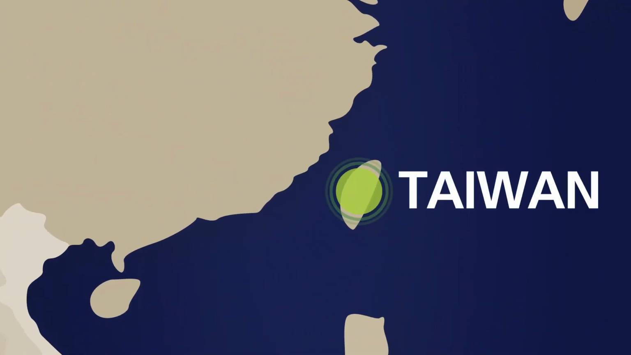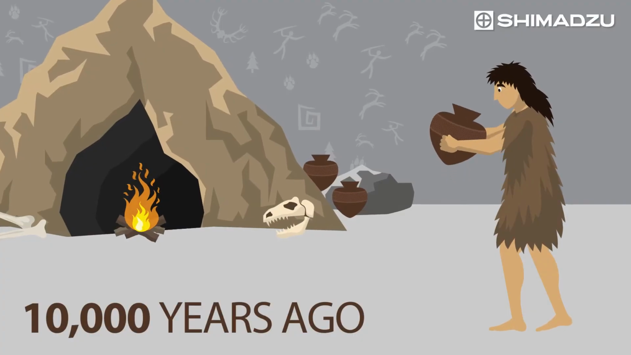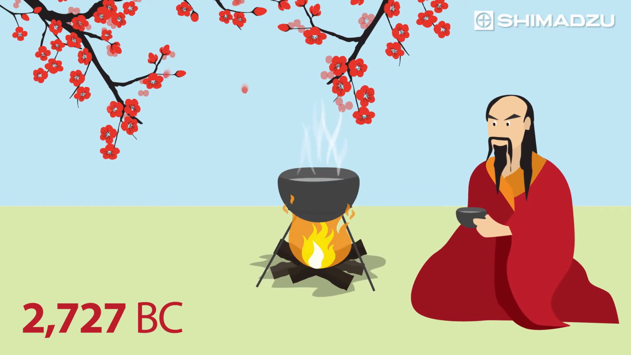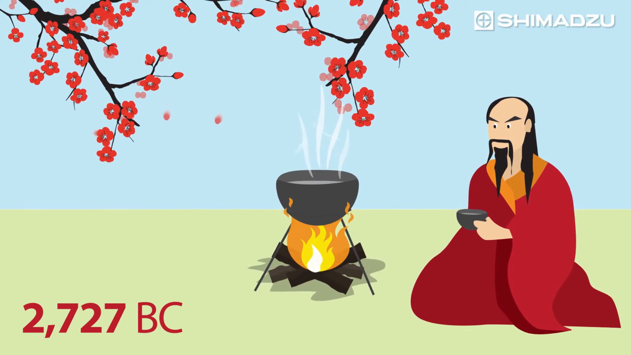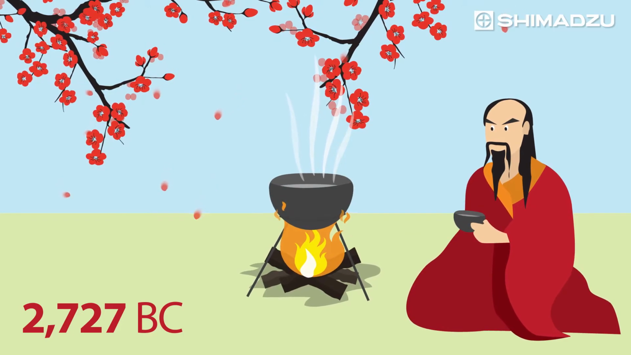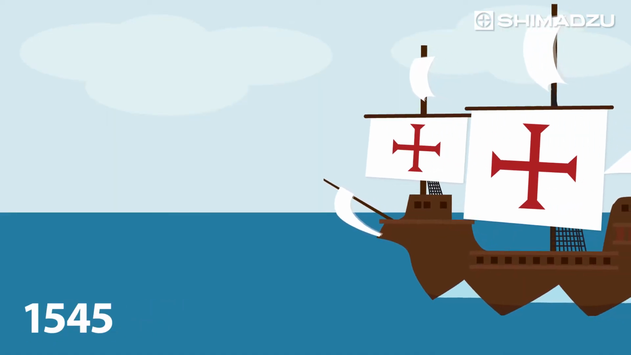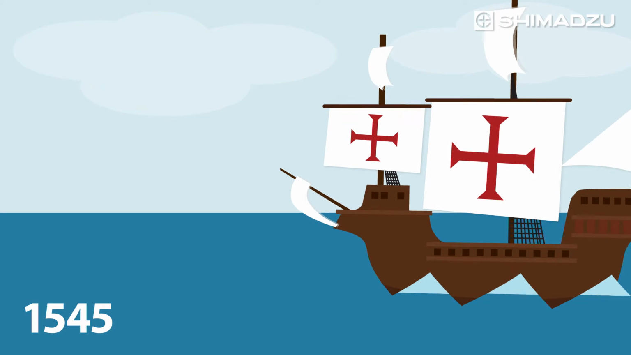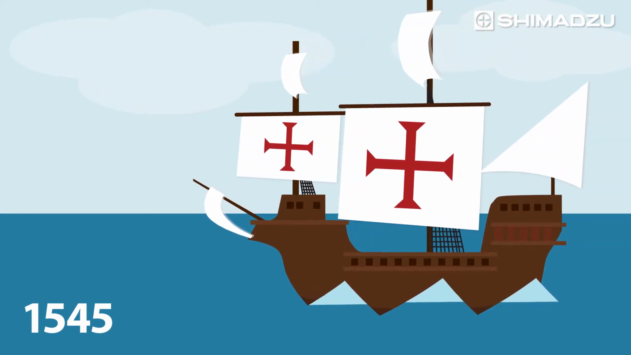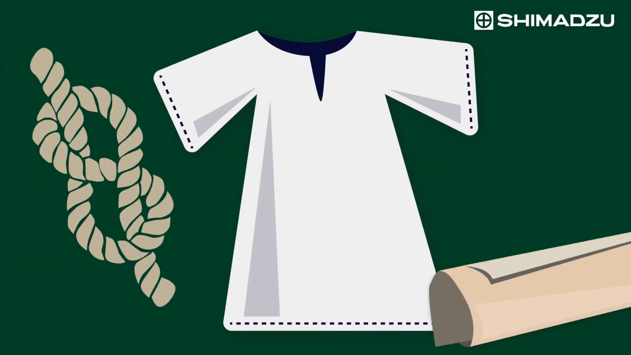In fact, cannabis has been used by many cultures around the world for a very long time. Archaeologists in Taiwan unearthed ancient pottery with traces of cannabis more than 10,000 years old. And the first documented use of cannabis as herbal medicine was in the year 2727 BC by Chinese Emperor Shen Nung. It wasn't until 1545 that cannabis, in the form of hemp, finally arrived in the New World with the Spanish conquistadors.